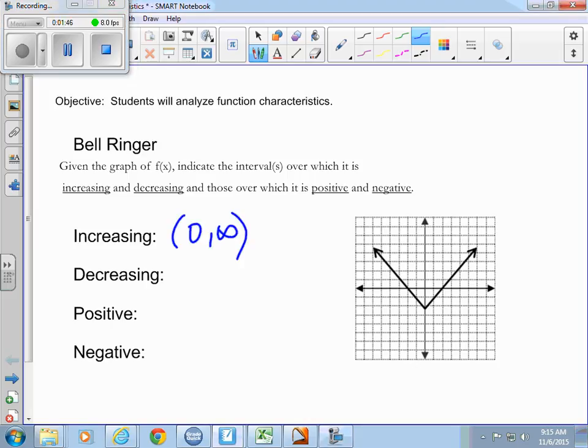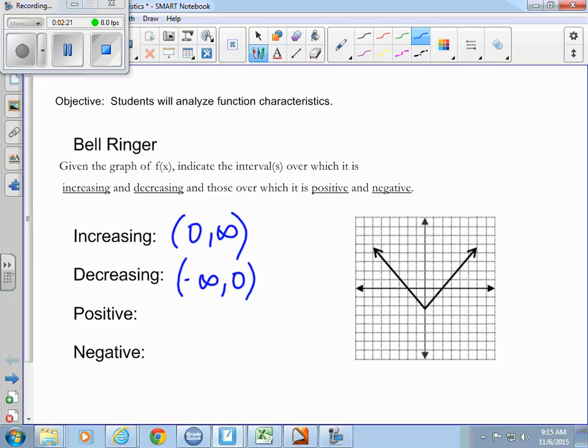Right, because you always read from left to right. So when am I going up to the right? When is this graph decreasing? When is it going down? Negative infinity to 0. Now, some of you are saying, but it was up there. Why didn't I say positive infinity to 0? Someone answer that question for me. X values, right? And so x is negative infinity to 0. So remember, you're always using x's, not y's.